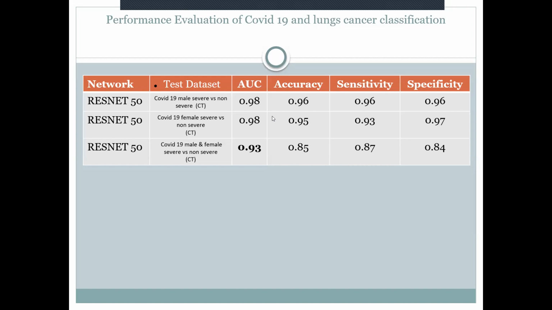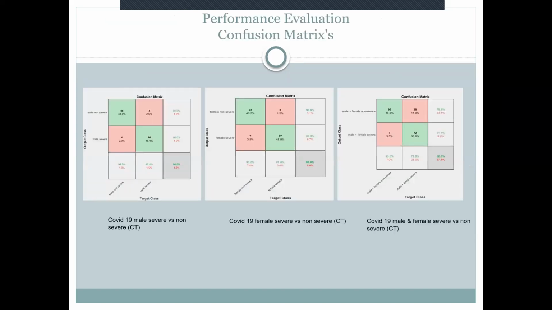But when we didn't consider the patient gender information, which means that we mixed both of them up, we discovered that there was a decline in the AUC value, which declined from 0.98, as you see in the previous two classifications, to 0.93. And also we see that the accuracy also declined to 0.85. So which is giving us some clear indications for our conclusion.